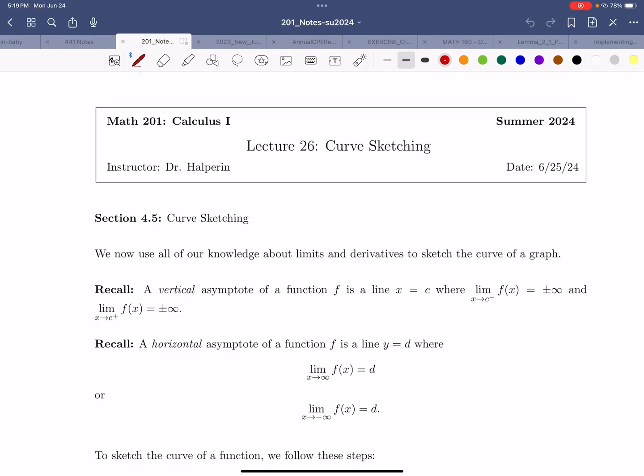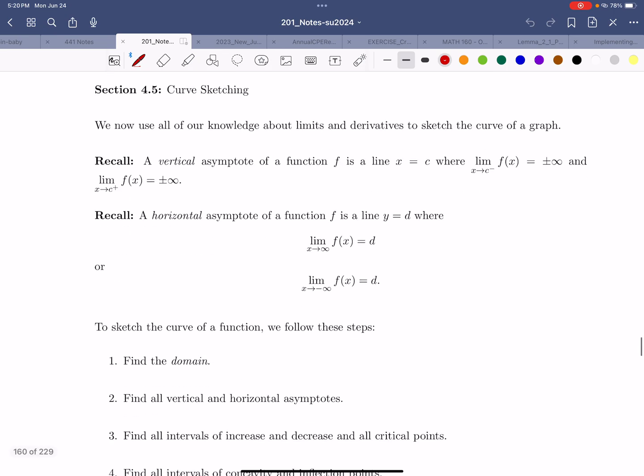Hey everyone, let's do some curve sketching. This is a continuation, effectively, of section 4.3 when we learned about maxes and mins and concavity. We learned about the shape of a curve. Now we're just going to put that together with a couple of other little details that we may have even learned before calculus class, and we're going to sketch the curve. We're going to get its shape good, and we're going to get its location good.